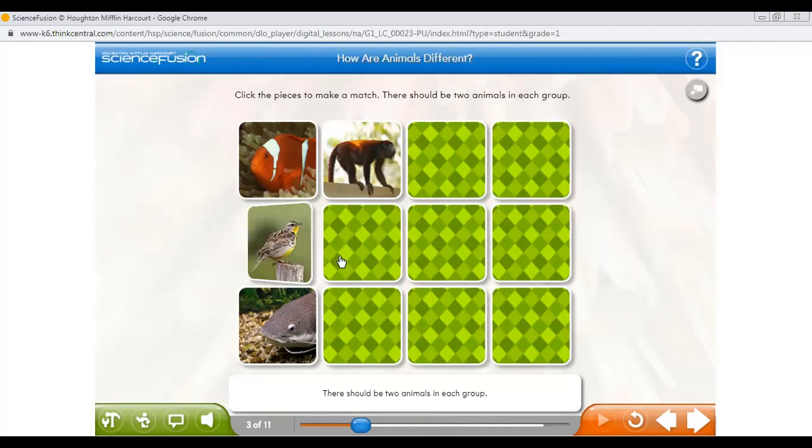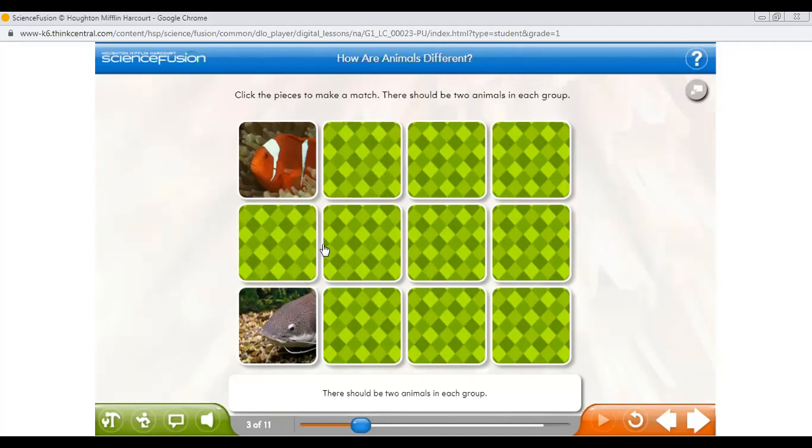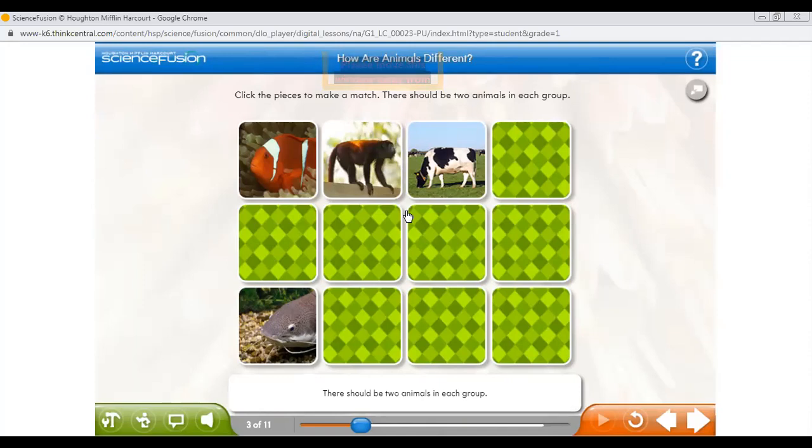One more mammal. Is this a mammal? No. Is this a mammal? No, it's wrong. Is this a mammal? Yes, cow is a mammal. It also has fur on its body and it gives birth to the young one. So they are the same group of animal. Yes, now let's move on to the next picture.